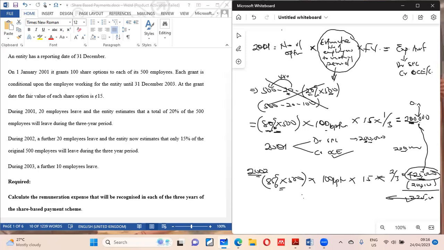All right. So that is that. Let's figure out 2003. It's getting interesting. In 2003, they said a further 10 employees leave. So what would be our number of employees? Yes, who can try?